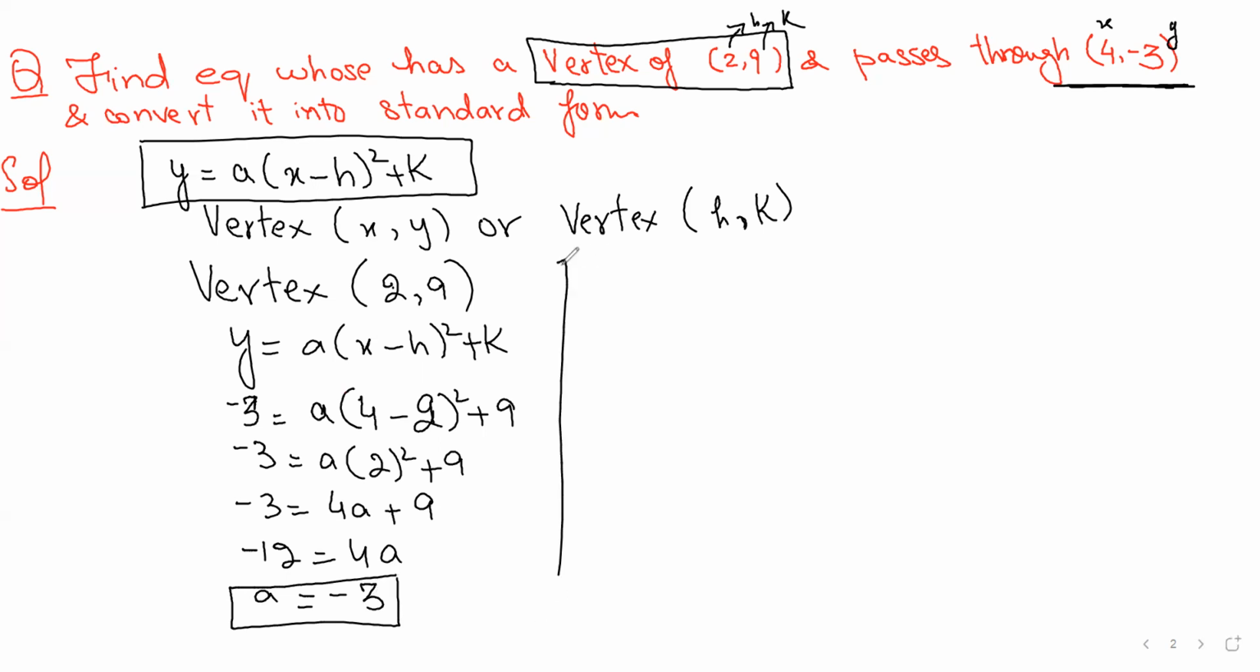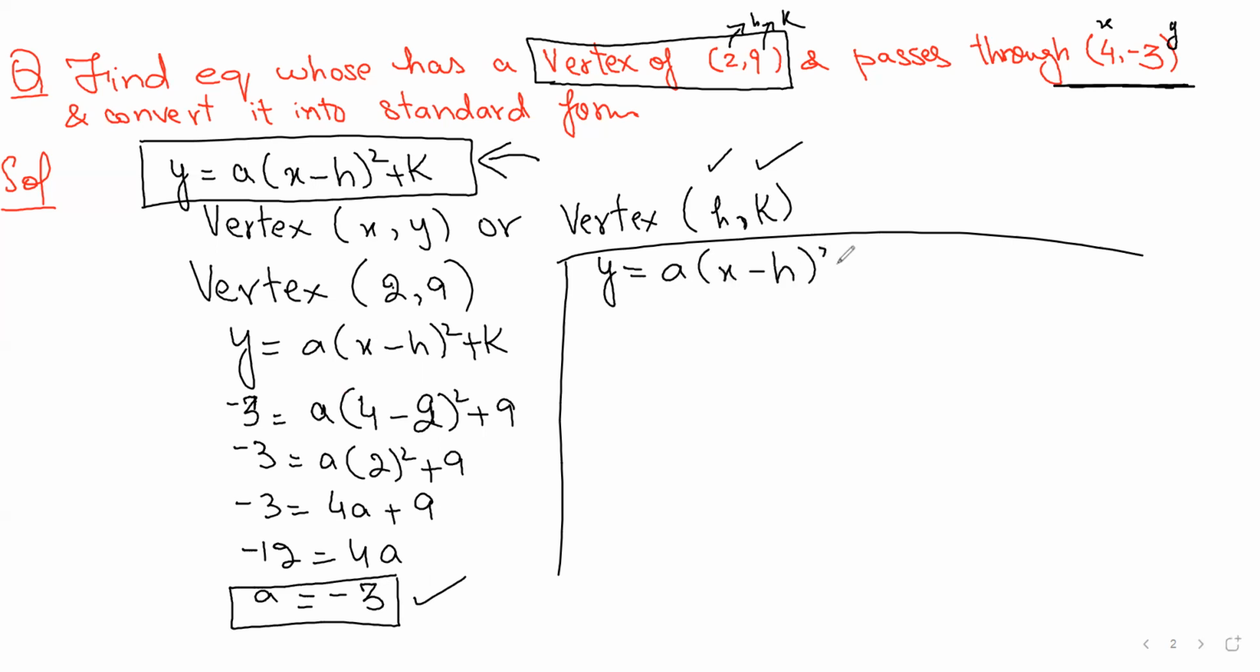Now I have my a, I have my h, I have my k. So I can simply put them in my final equation. This is my final general form, and I'm going to put my values of h, a, and k here. So it will be y equals negative 3 times (x minus 2) whole squared plus 9. This is my normal answer.